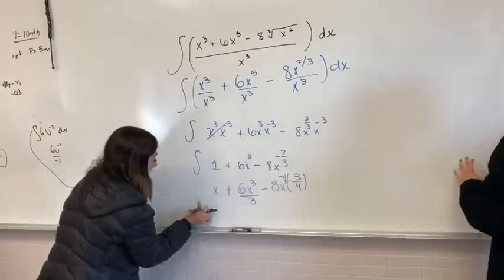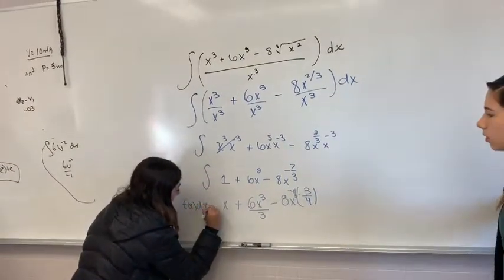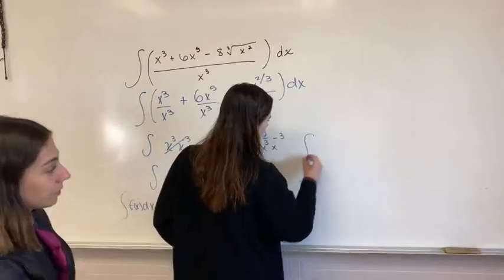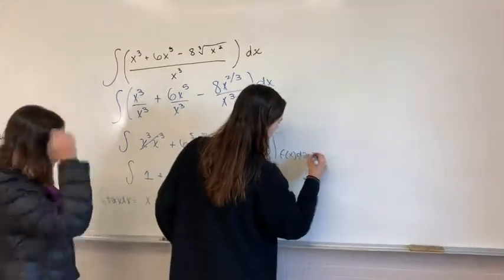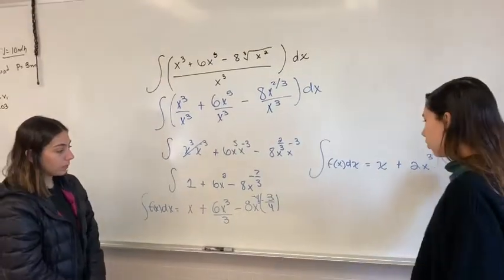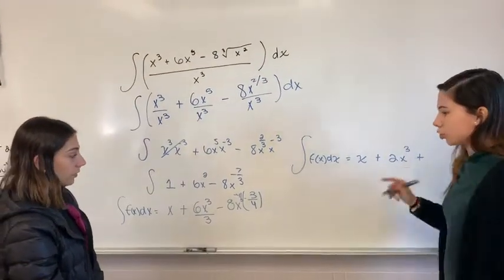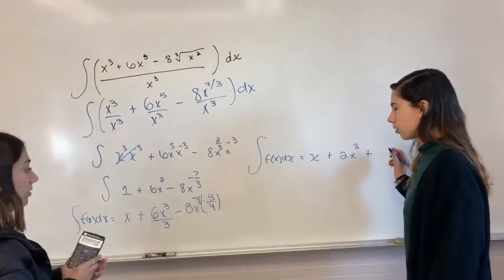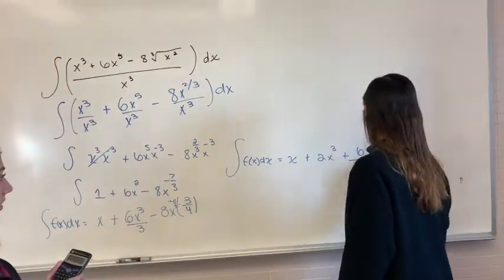After integrating, we have the final answer, but first we have to put the proper notation. That is, the integral of f of x dx equals the answer, which in this case is x plus 2x cubed plus 6 over the cubic root of x to the 4th power plus c.